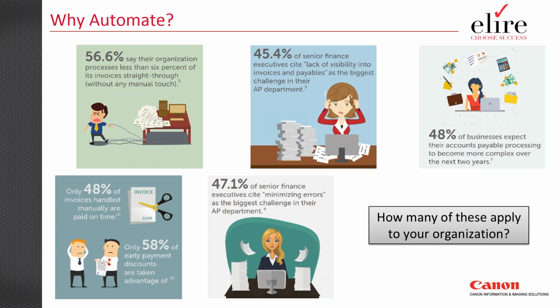So I'll just touch on a couple of these here, which is that first one, you show that only 56.6% of organizations say that they process their invoices straight through. Only less than 6% of their invoices straight through. So that means everything from extracting the data, keying it into the system, approvals, whether or not you can put things through 2- or 3-way match.